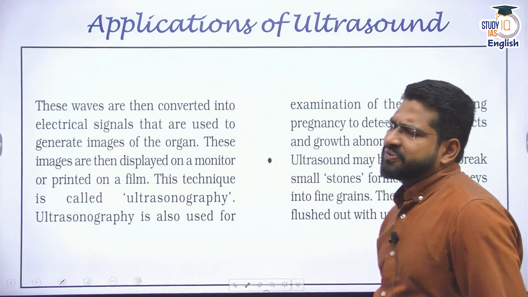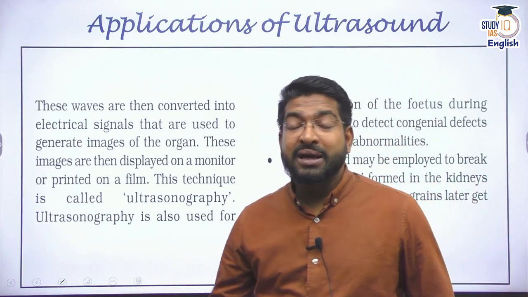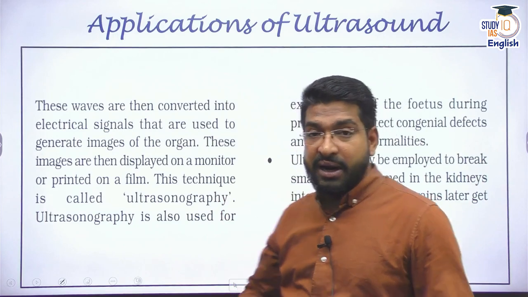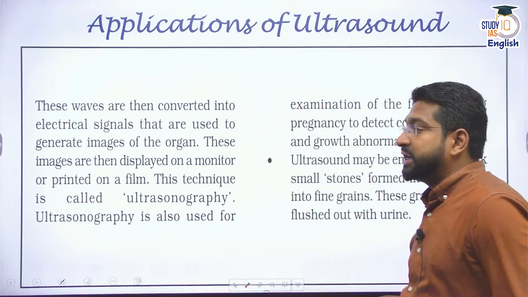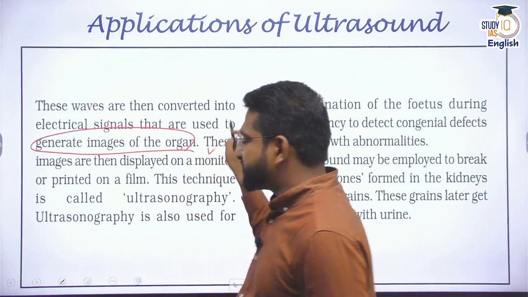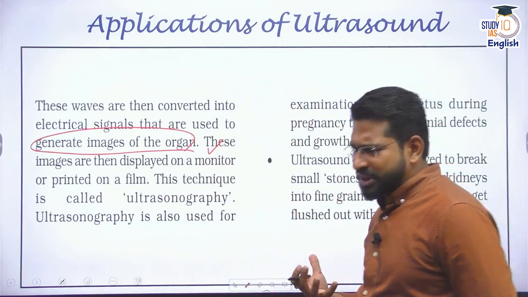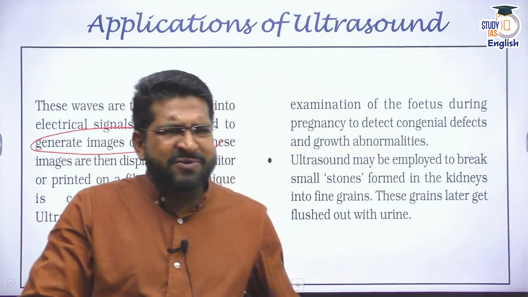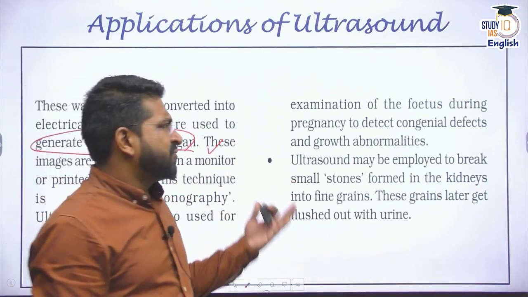You do know that ultrasonography is banned for identifying the gender under the PCPNDT Act. All right. But ultrasound is used in medical equipment. They are used to generate different images of the organs. They are displayed on the monitor and then you get the report, etc. I'm quite sure at one point or the other, you or your relatives must have gotten an ultrasound for sure, right?